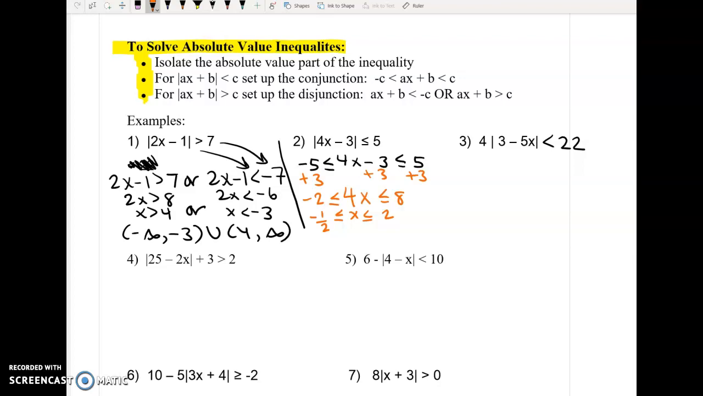Alright, so number 2 is negative 1/2 less than or equal to x, which is less than or equal to 2. So this solution would be this here.